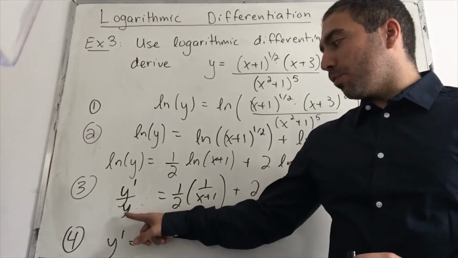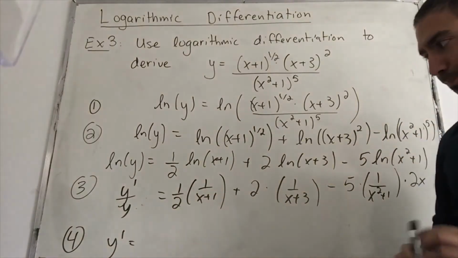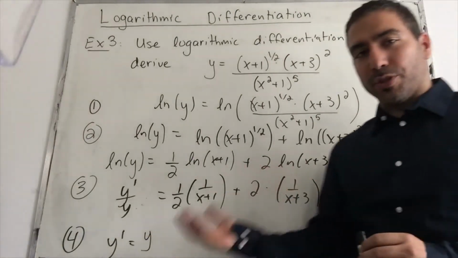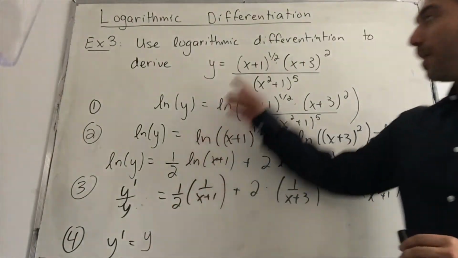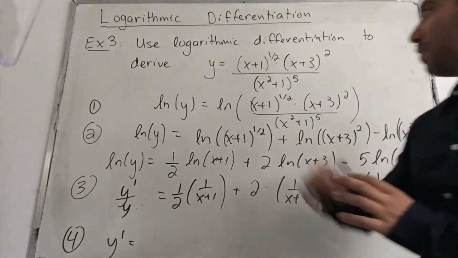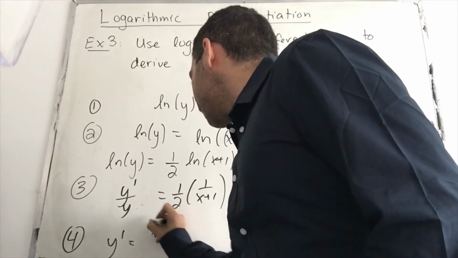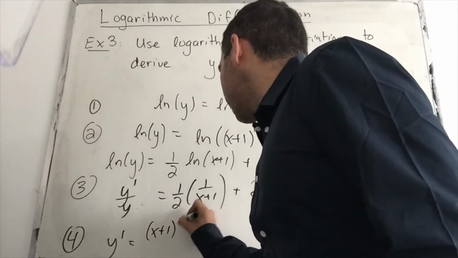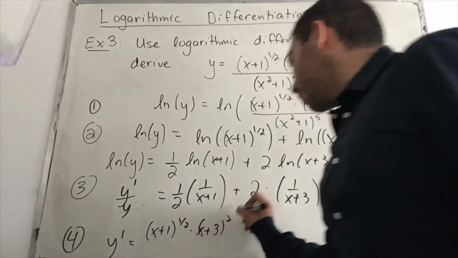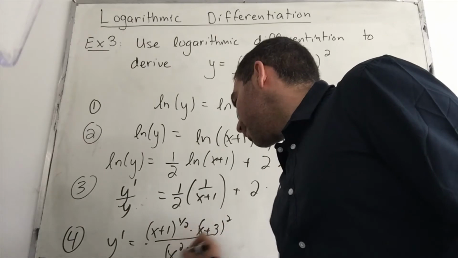And since we're dividing by y, we're just going to multiply it up here. We're essentially cross multiplying. So I'm going to put the y, and we know the trick now. I'm not going to leave it as y. We know what y is equal to, this whole thing. So let me go ahead right away and not write y, and I'm just going to recopy this thing, giving us (x plus 1) to the 1/2 times (x plus 3) squared, all that divided by (x squared plus 1) to the 5.